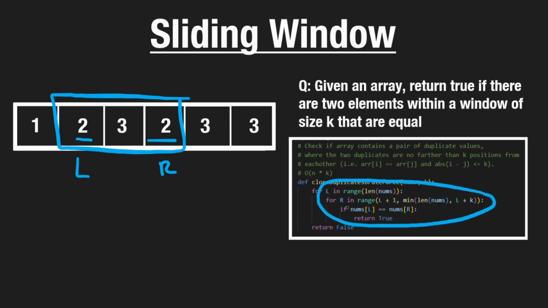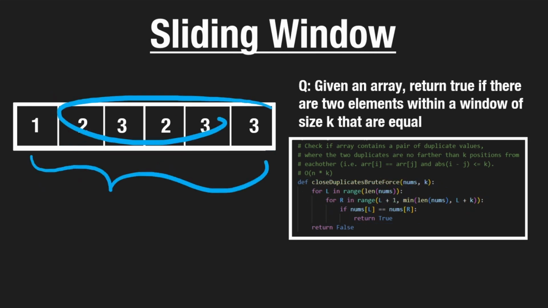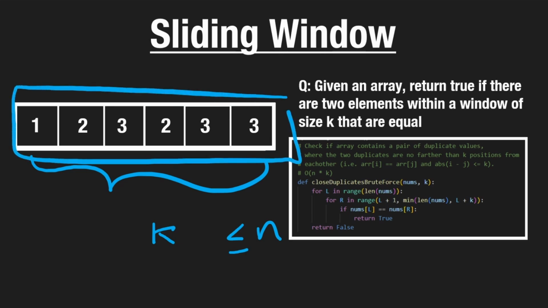We have nested for loops. The outer loop is going to run as many times as how many elements we have in the array, which let's say is n. The inner loop is going to run roughly k times, technically k minus 1, but we still say it's k just for simplicity. K is a variable. It could be anything. It's safe to say though that k is going to be less than or equal to n, because we can't have a window that's larger than the array itself.